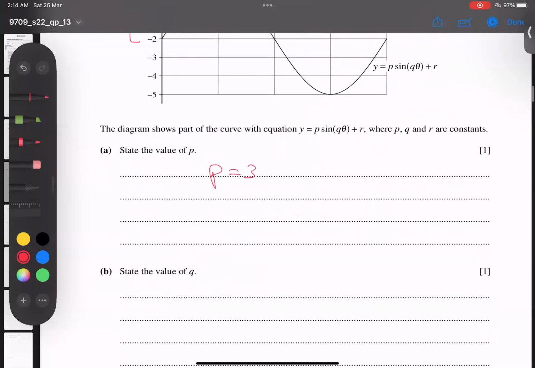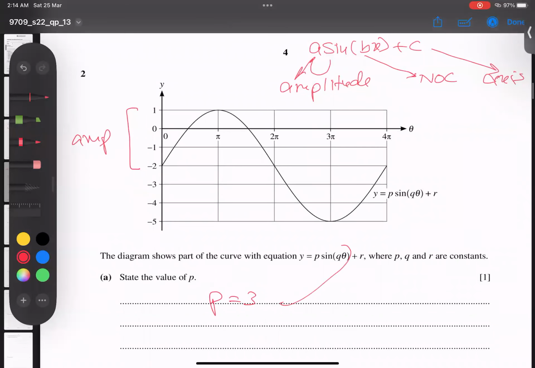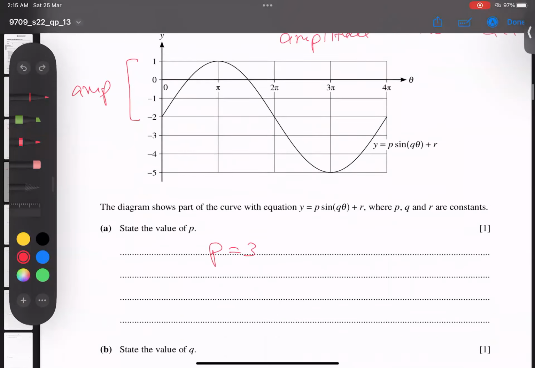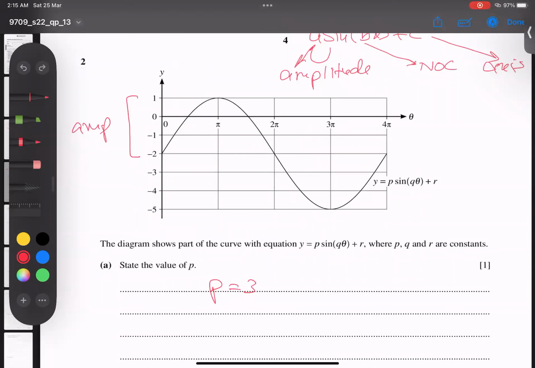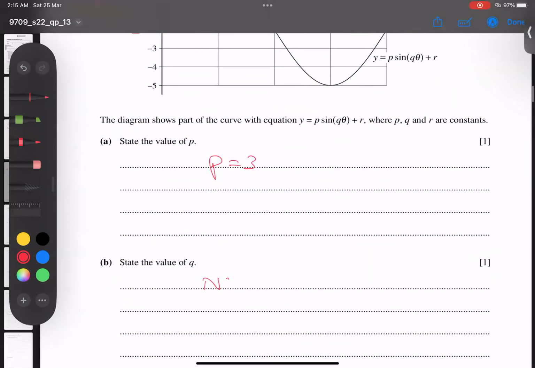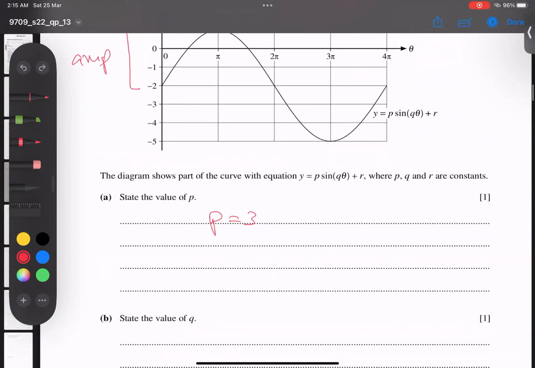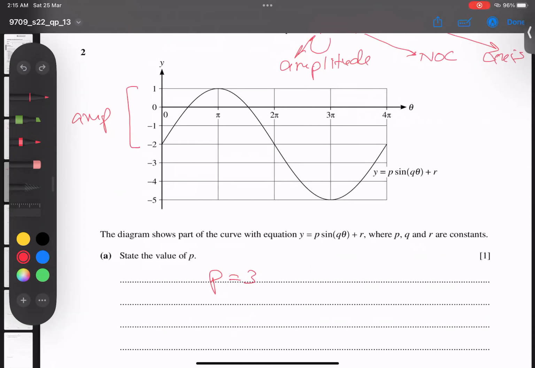All right, the next part is asking Q, and Q is in the bracket. And what is in the bracket is called number of cycles. Actually, we have a special formula for it. Okay, what is the formula? For number of cycles, we can say the time period formula, or here you can see, we can even do it in an easy way.